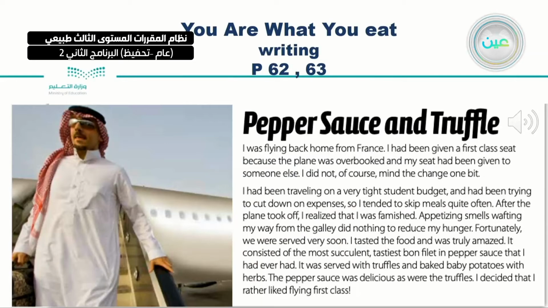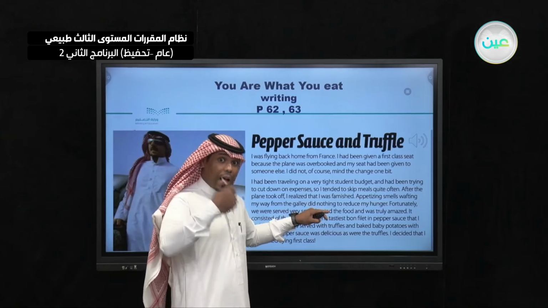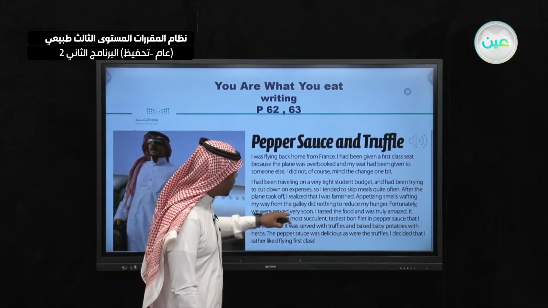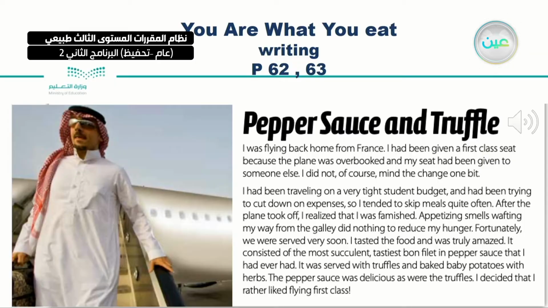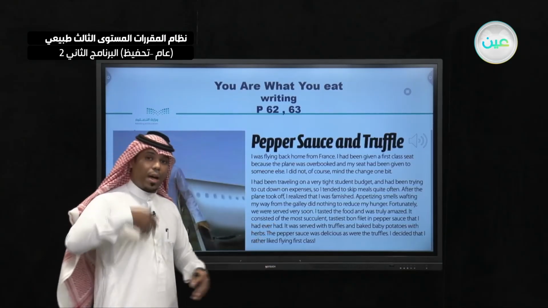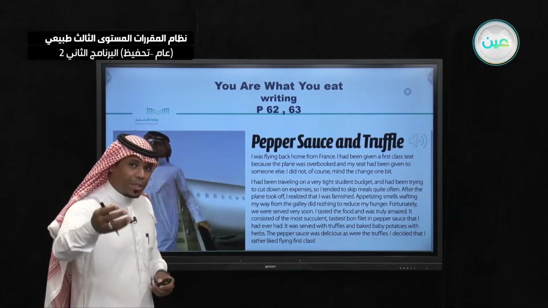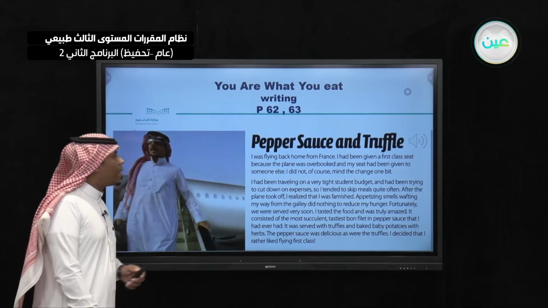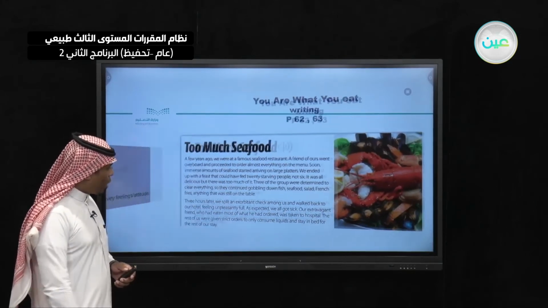Here, I'm talking about the taste, appetizing or something like that. "I tasted the food and was truly amazed. It consists of the most succulent, tastiest bone filet and pepper sauce that I had ever had." Okay, so now I am conveying using adjectives, as you can see here, how we can give the message clearly. Okay, very good.